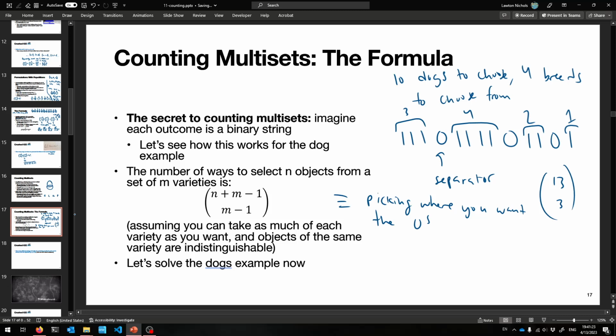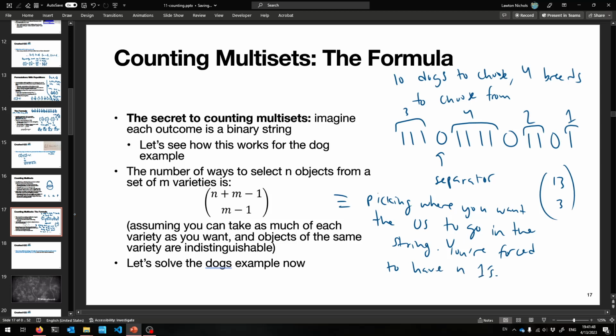Want the zeros to go in the string. There's nothing to do with the 1s. Like, the 1s are forced. You're forced to have n 1s. As far as the formula is concerned, you're forced to have n 1s.